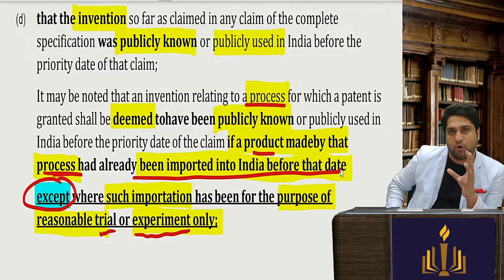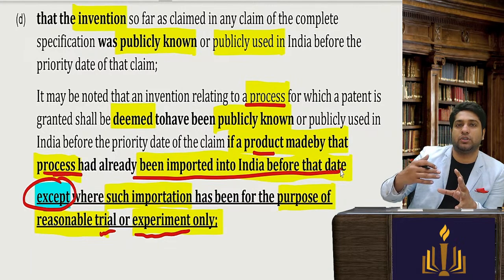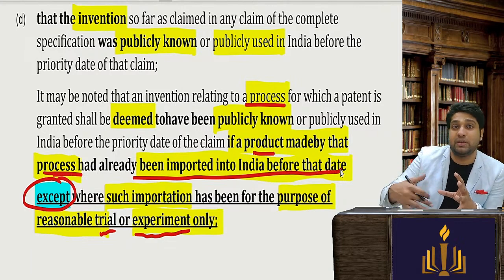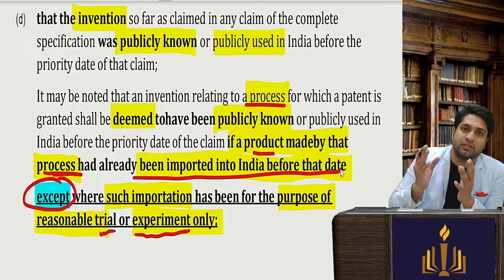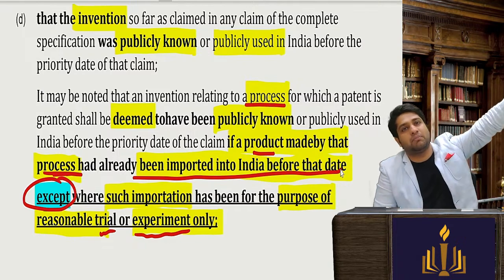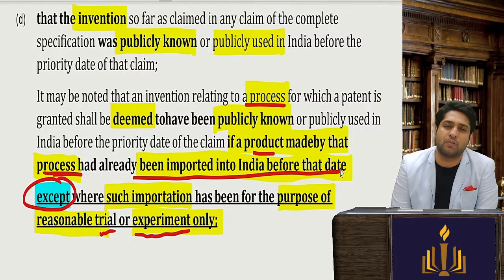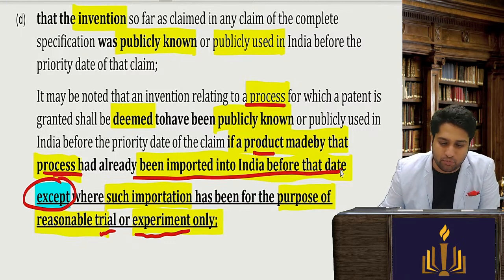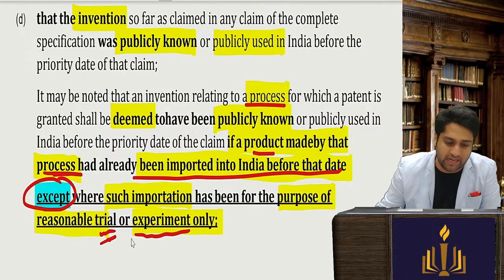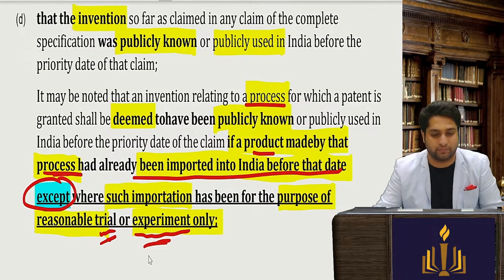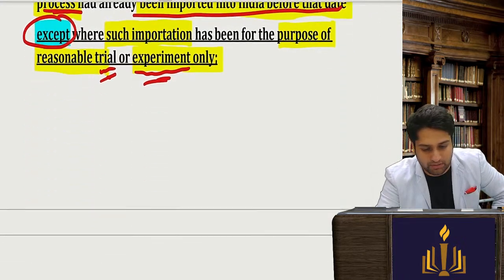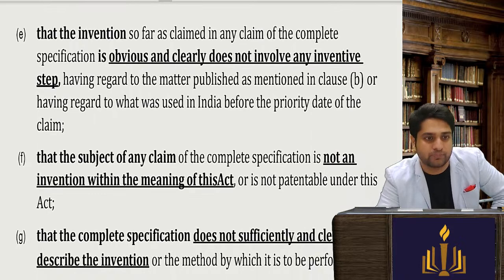So let's say there is a product, you have made a process which makes that product. Now this product has already been made abroad and it has already been imported from abroad. So you will not be granted, except where the importation is for the purpose of trials and experiments only. Okay, so it's not being commercially used.